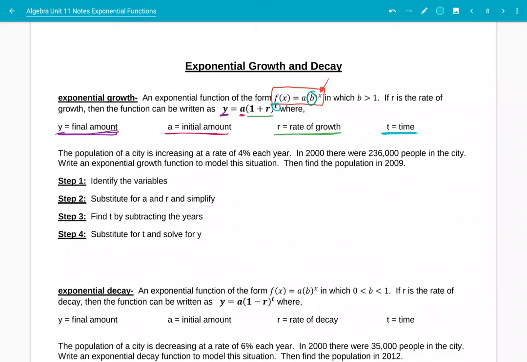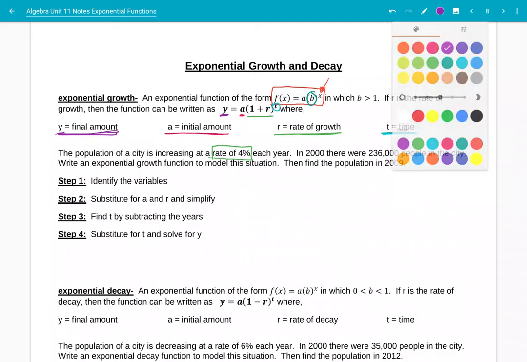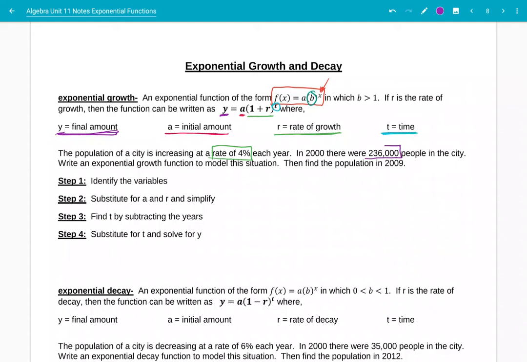So here's an example of what I mean. Population of a city is increasing at a rate of 4% each year. So here's your rate of 4%. And in 2000, there were 236,000 people in the city. Here's your starting amount. We want to write an exponential growth function to model this situation. Then find the population in 2009. Well, we started in 2000 and we go into 2009, so this is going to be 9 years.